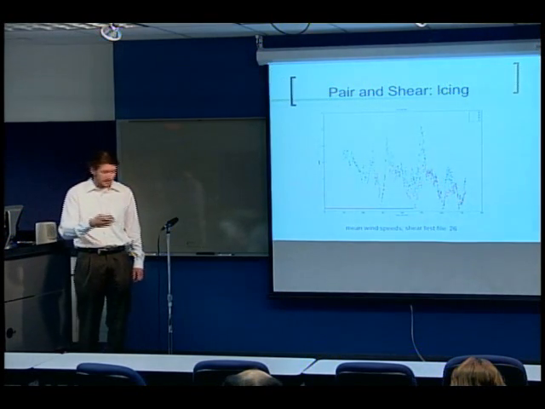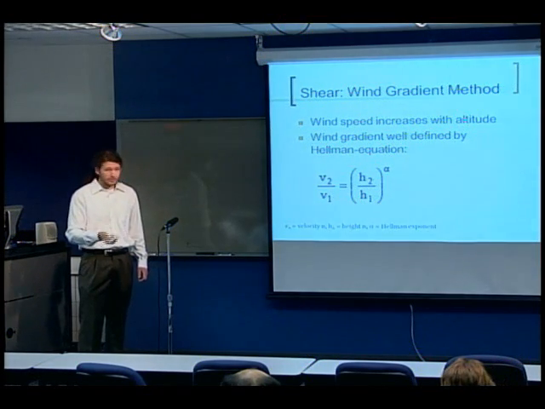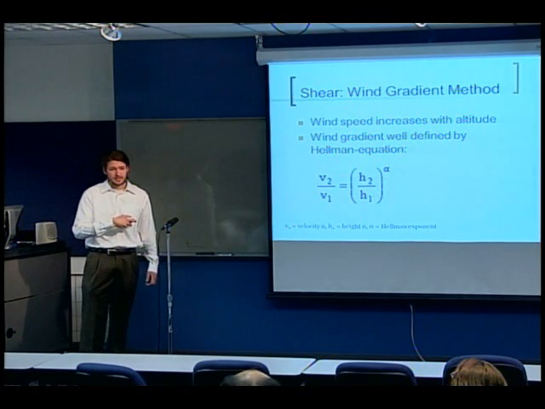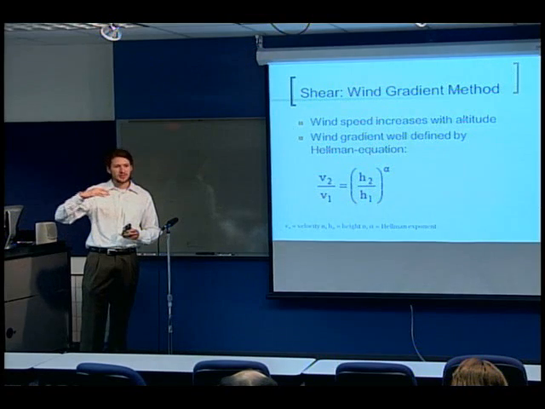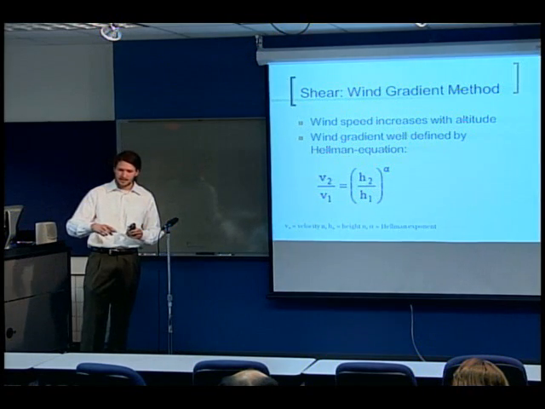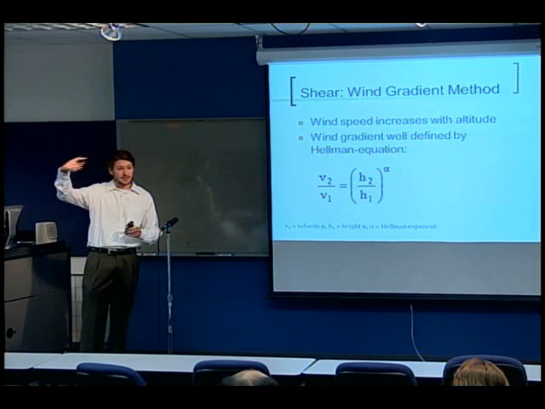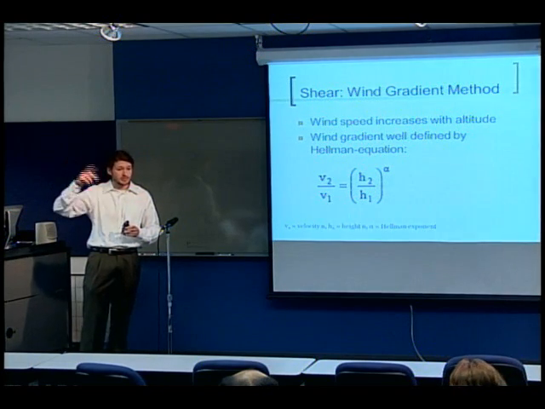The first method dealing with the shear was this: wait a minute, isn't there a wind gradient? If I know the wind speed at one height, I should also know the wind speed at the other height, and if it's not that, then I know one of the sensors is an error.